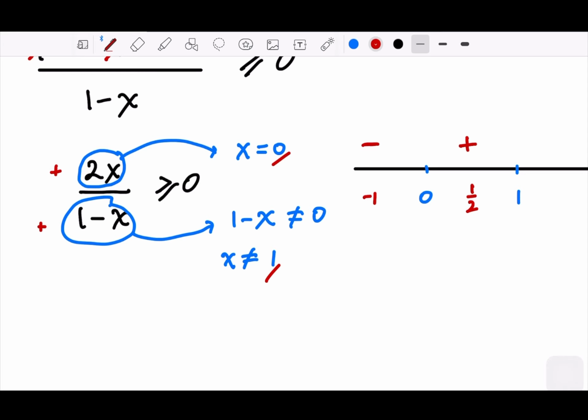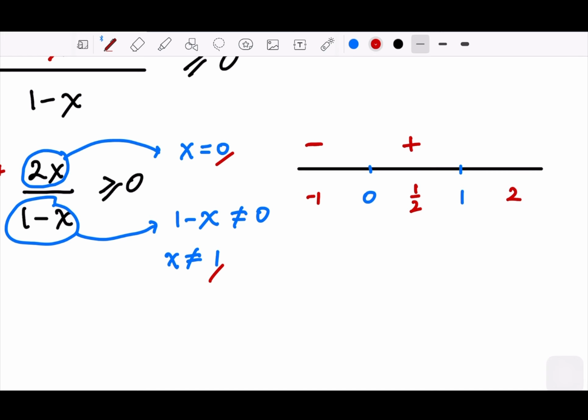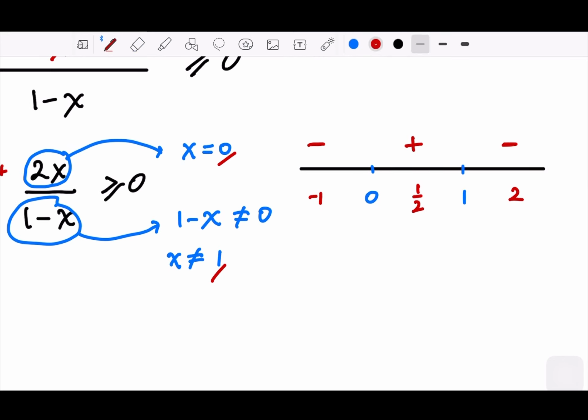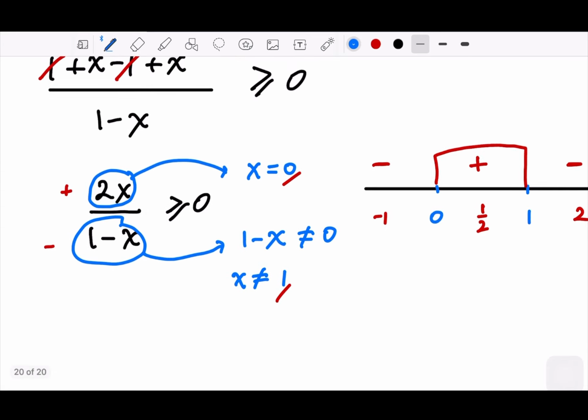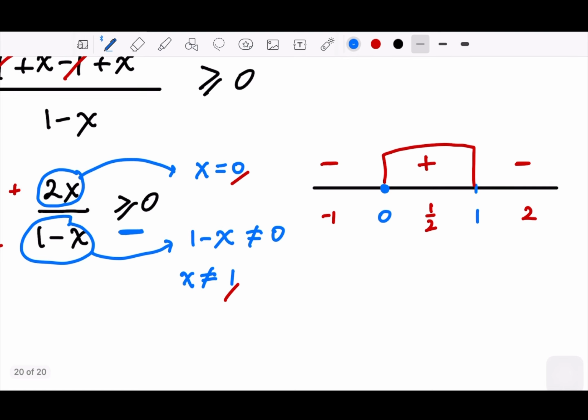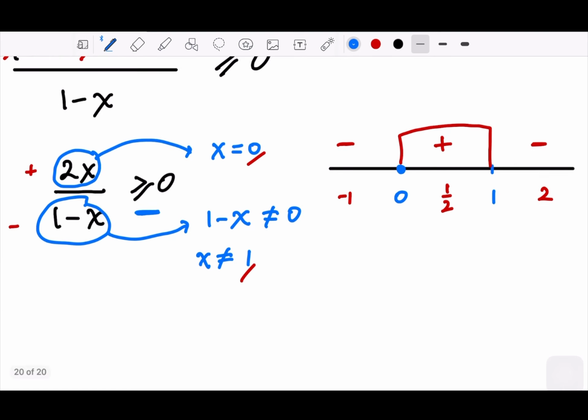And then we try another number, 2. We get positive and negative, so we have a negative. So probably it's between 0 and 1, but we need to make sure what we should write in our solution. For 0, we need to include 0 because it has an equal sign in the inequality, right? So we are going to have a closed interval there. But for 1, we are not including 1 because it makes the equation undefined. So we are going to make an open interval like that.